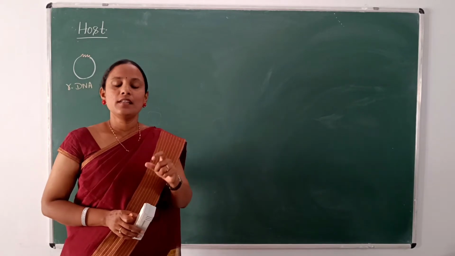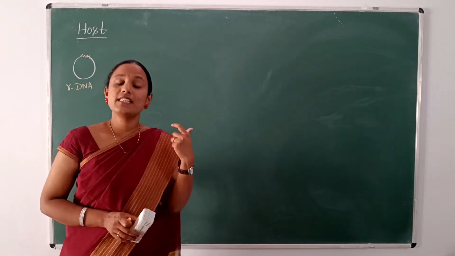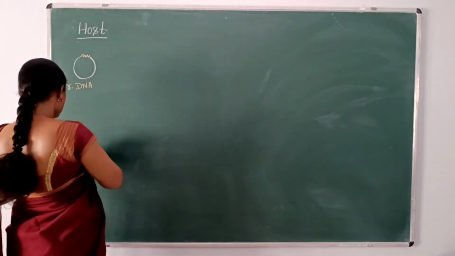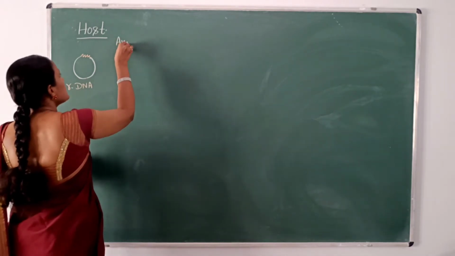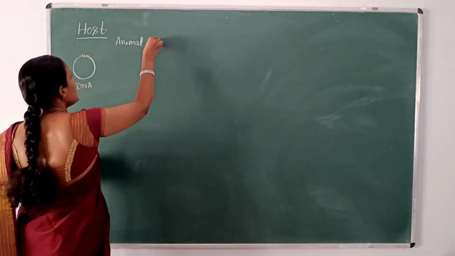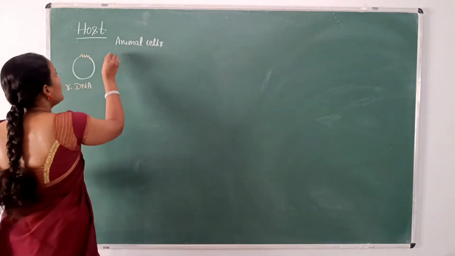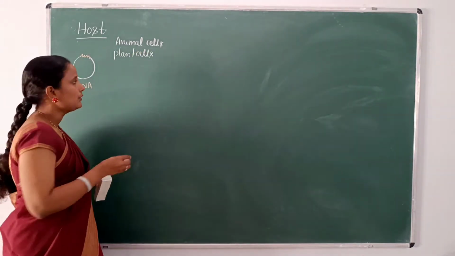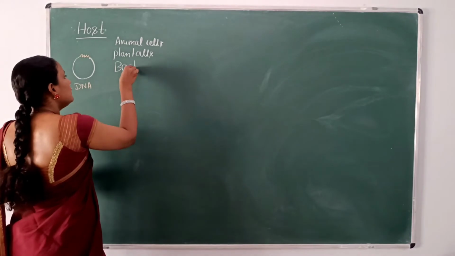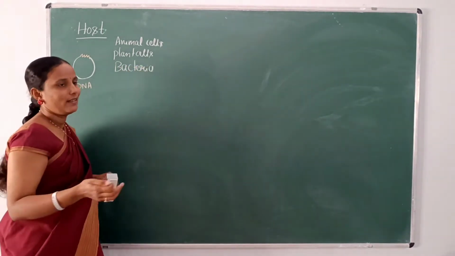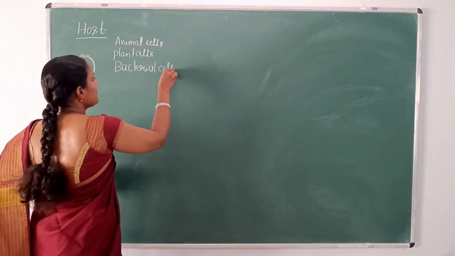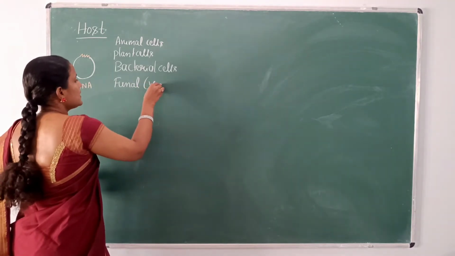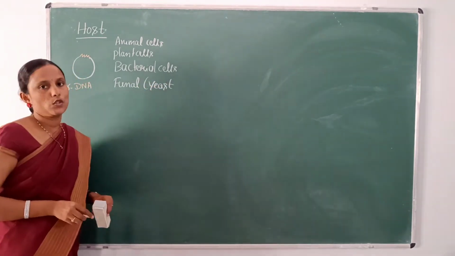And in biotechnology there are various hosts which have been used. For example, animal cells can be used as a host. Plant cells can be used as a host. Commonly bacterial cells are used as a host. And fungal cells, especially yeast, have been used as a host.